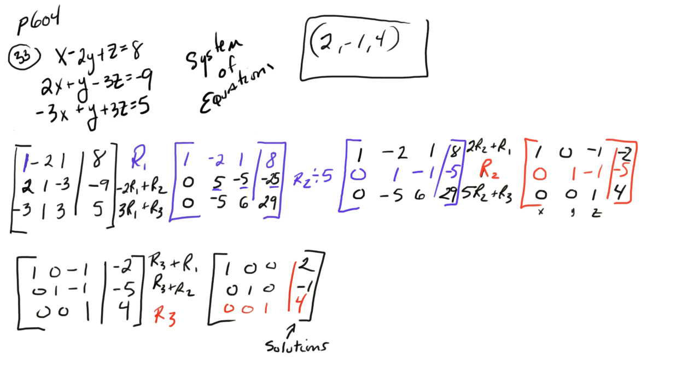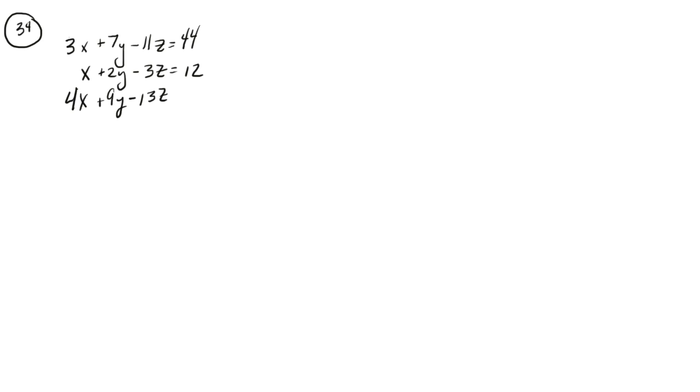Let's try it again. So here's question 34 from our text. 3x plus 7y minus 11z equals 44. x plus 2y minus 3z equals 12. 4x plus 9y minus 13z equals 53. So what I need you to do is set up the augmented matrix.